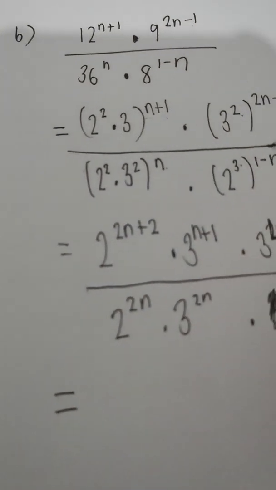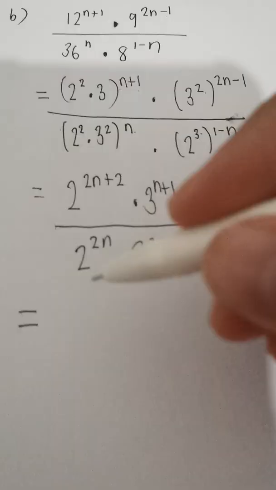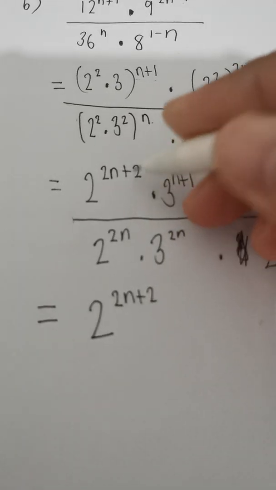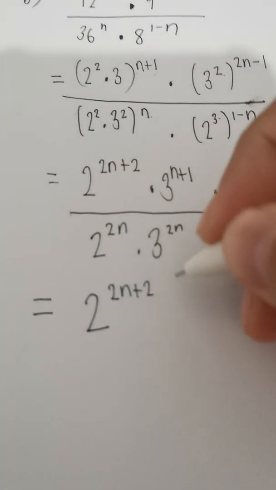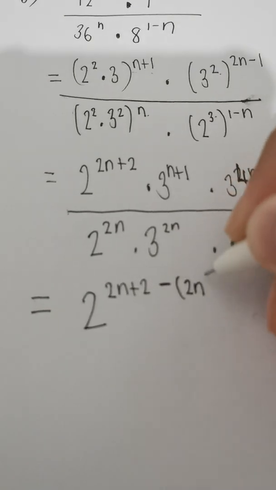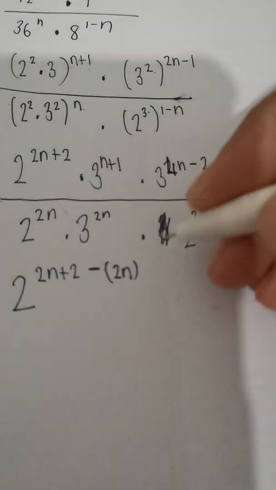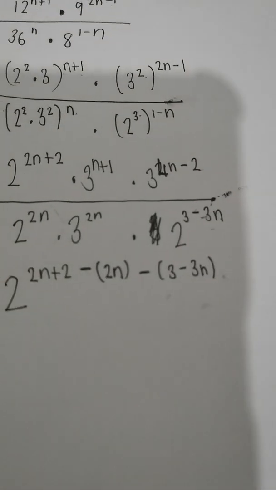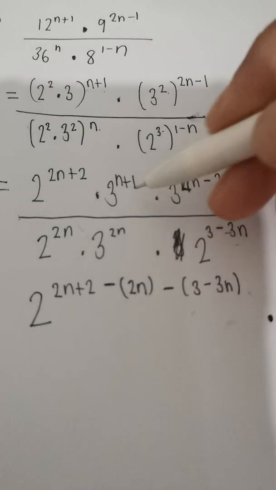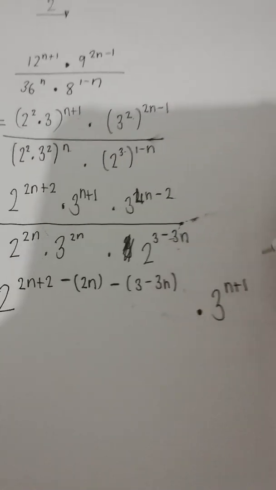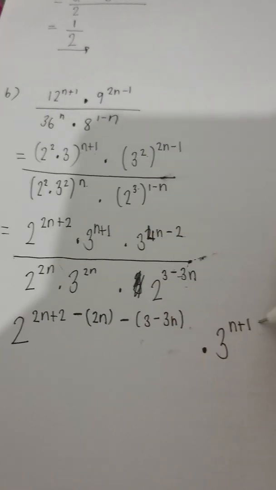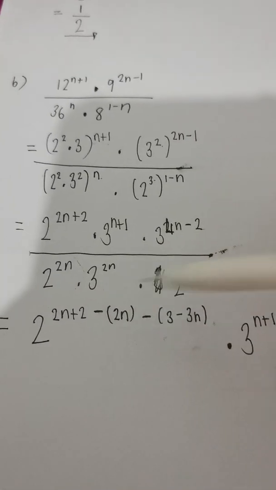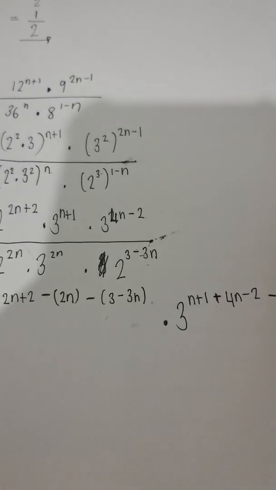Now we can add and subtract the exponents because of multiplication and division of bases. I'm going to put the 2. I have 2n plus 2 from this one. Anything else with a 2 in this row? No, but there is a minus 2n from here, and then there's the minus this here, minus 3 minus 3n. So you notice I put it in brackets. Then for the 3, there was this n plus 1, right? This and this is multiplied, so we can add. So plus 4n minus 2 from here. And then there's this one here that we have to deal with, so minus 2n.